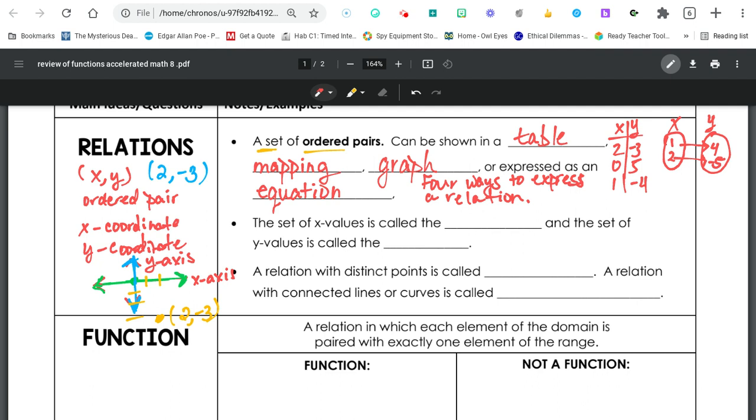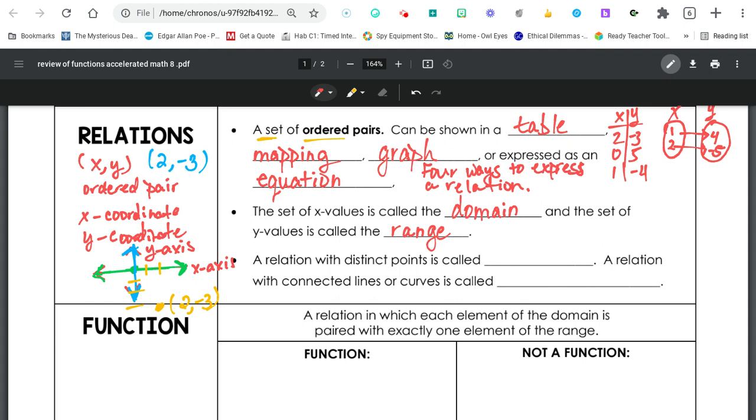All right. Now, the set of x values in your relation is called your domain. And you all may remember this from last year. And the set of y values is called your range. Domain, range. Domain is x. Your range is the y values.